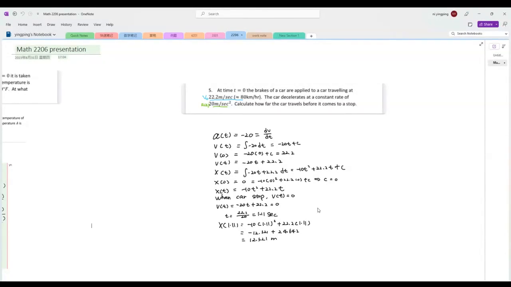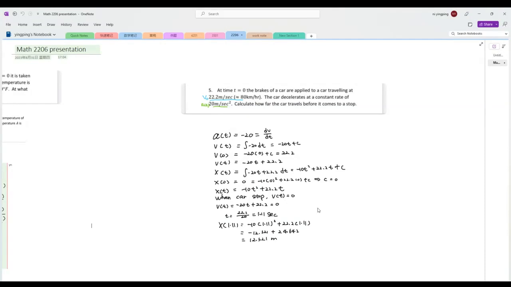At time t equals 0, the brakes are applied to a car traveling at 22.2 meters per second. The car decelerates at a constant rate of 20 meters per second squared. Calculate how far the car travels before it comes to a stop.